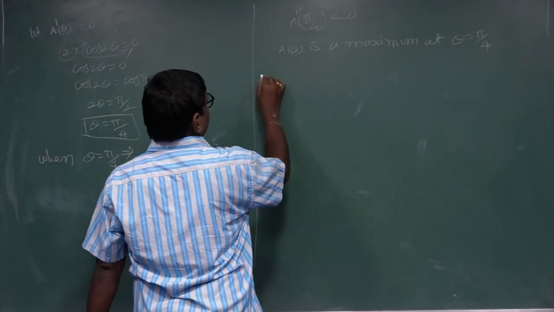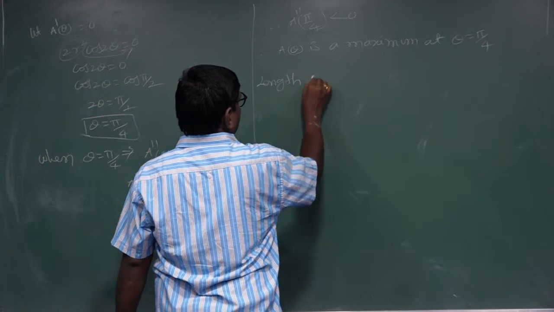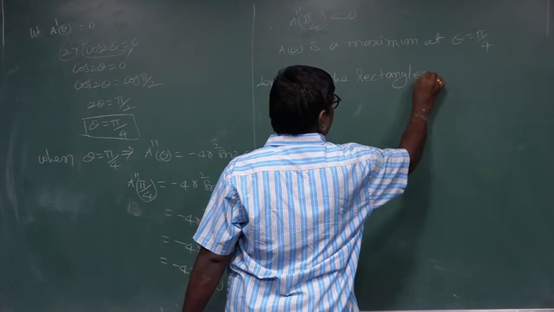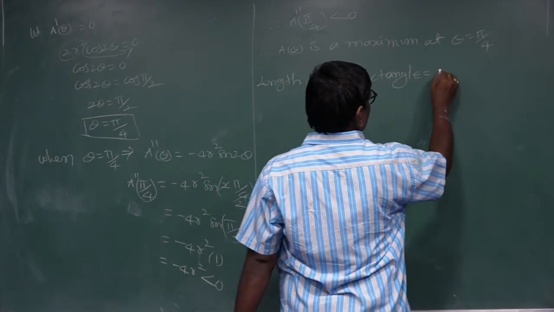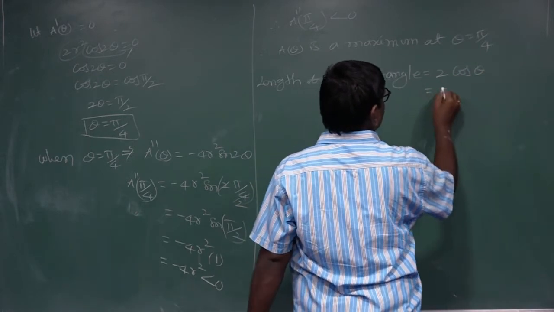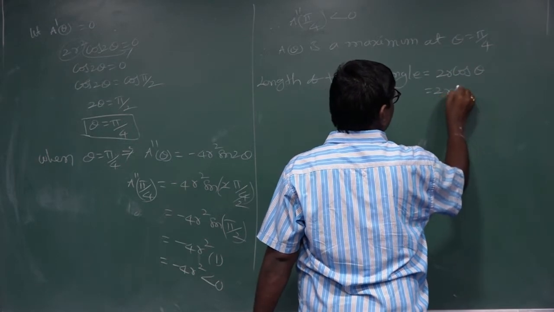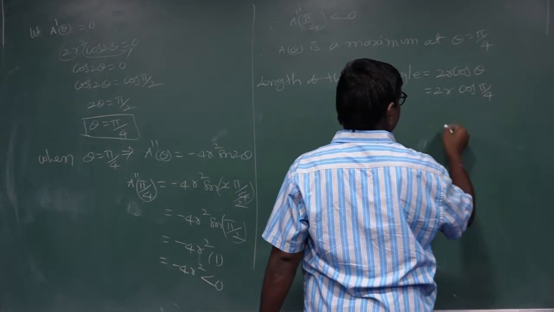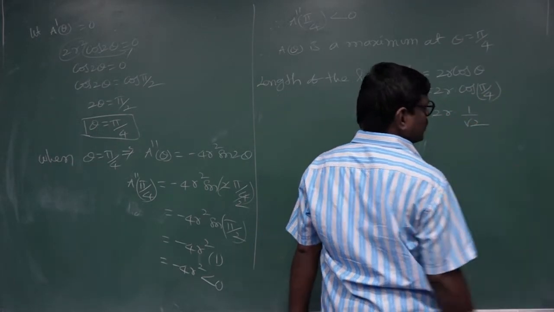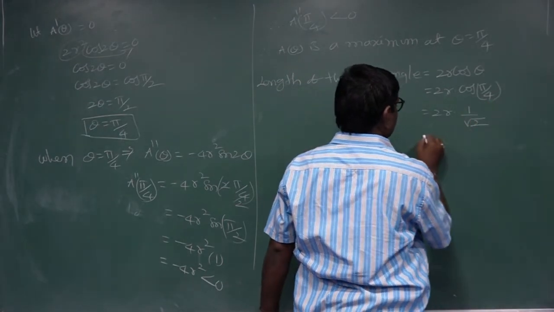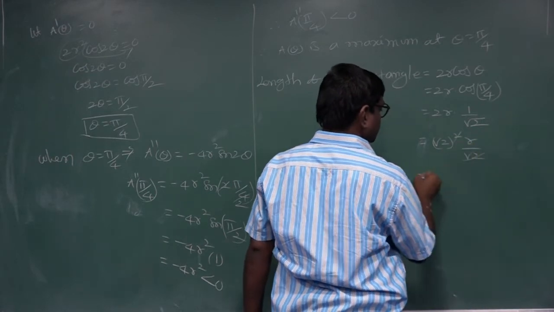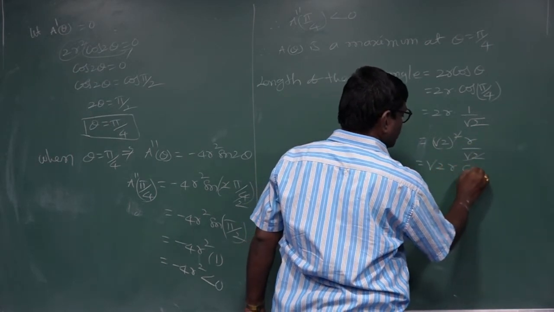The length of the rectangle equals 2r cos theta, which is 2r into cos of pi by 4. The value of cos 45 is 1 by root 2, so it equals 2r by root 2, which equals root 2 r centimeters.